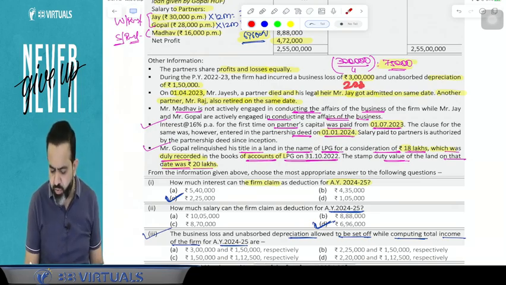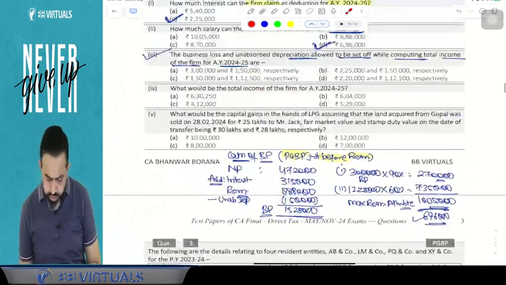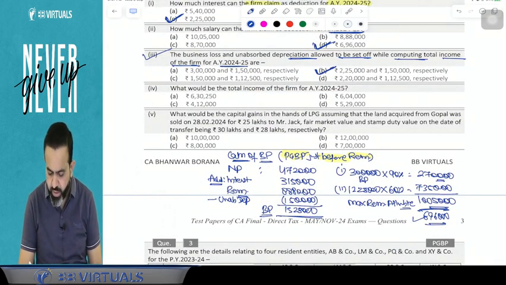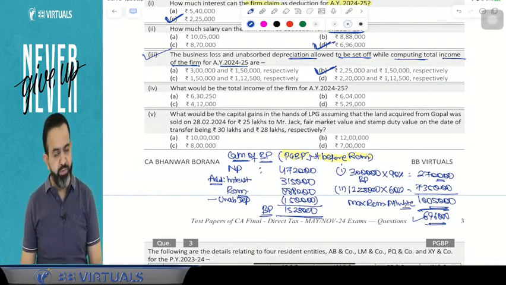So 2,25,000 and unabsorbed depreciation of 1,50,000 total allowed. So here guys, the right answer is 2,25,000 and 1,50,000. This B is your correct answer. 2,25,000 and 1,50,000 respectively. This is your correct answer.